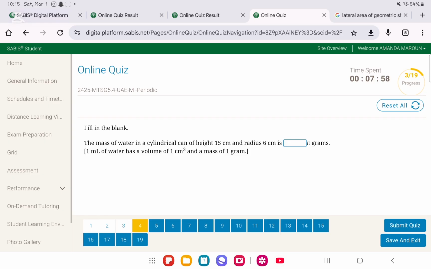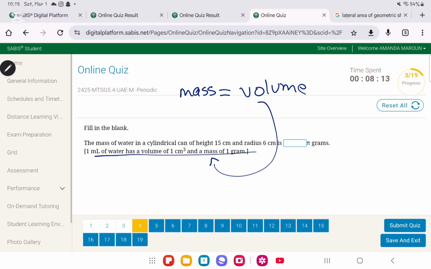The mass of water in a cylindrical can of height 15 centimeters and radius 6 centimeters is whatever pi grams. What you need to know is that the mass of water is always equal to its volume. This can be inferred from the sentence over here. So the mass of water is equal to its volume. So if you find the volume of the water, you will find the mass.